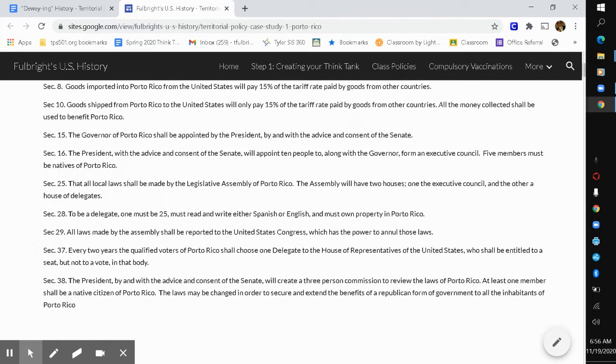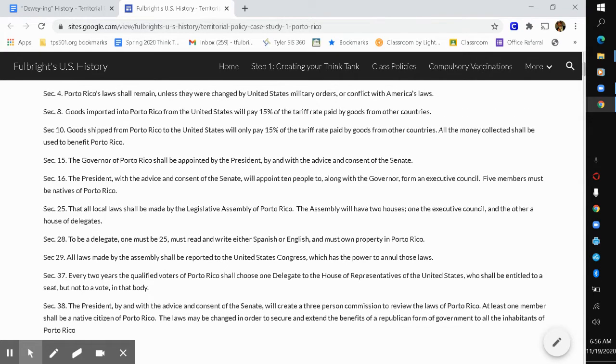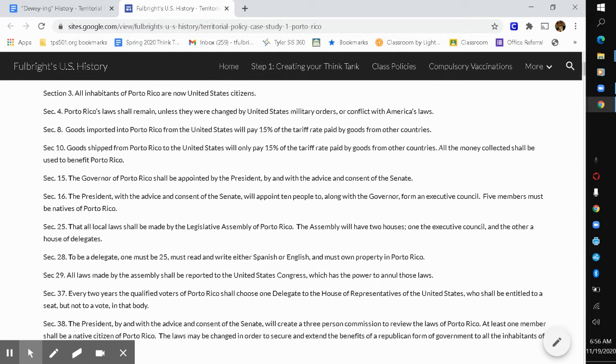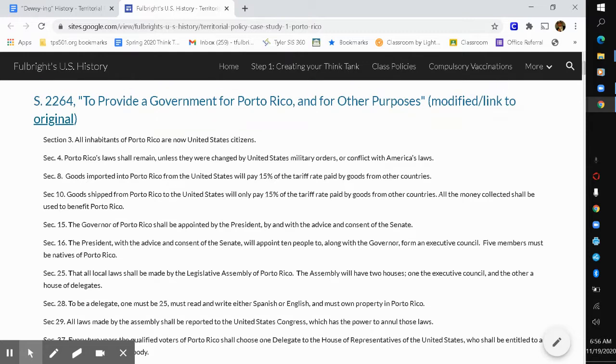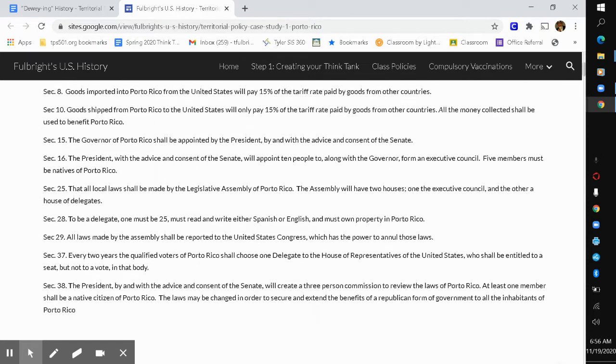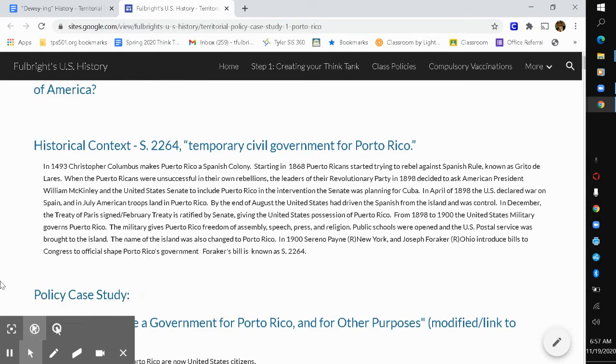So, overall, it looks like the United States is doing things to help set up a government in Puerto Rico. But how is Puerto Rico being treated? Are they going to be treated the same as the rest of the states? They're not even going to become a state. So what would lead to us having a debate over Puerto Rico becoming a part of the United States and how they should be treated as a part of the United States?